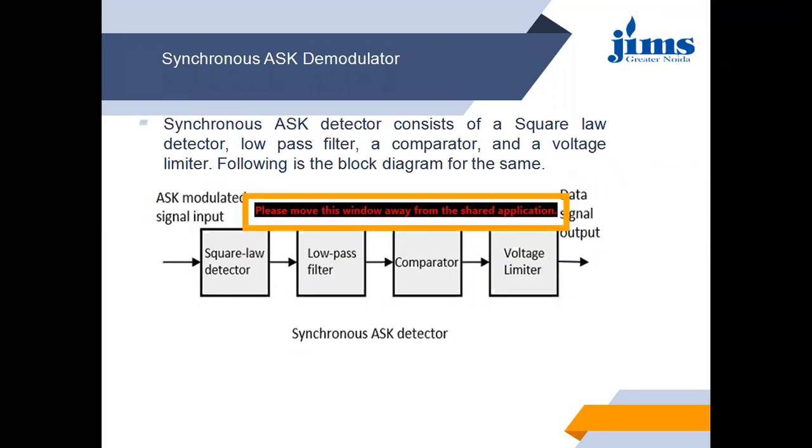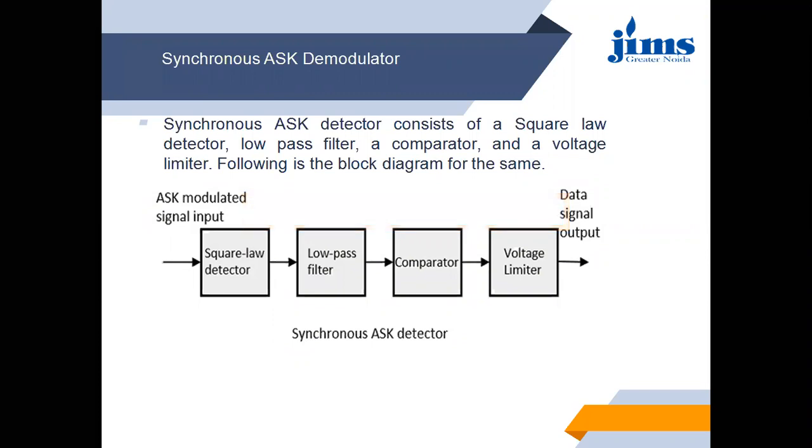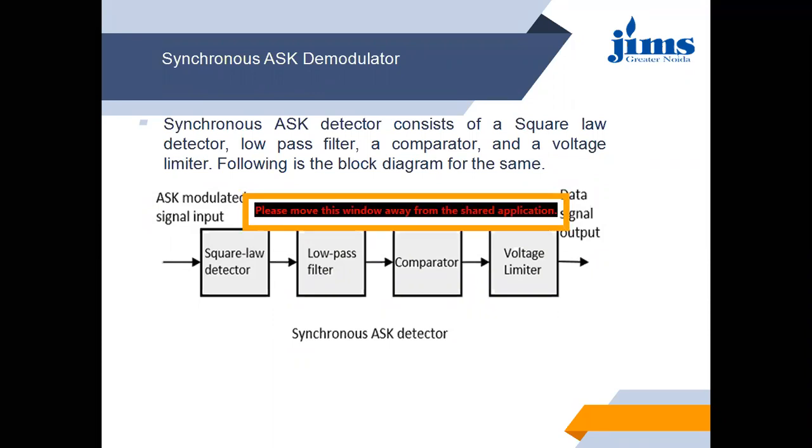Then it is passed through a low pass filter, making sure that the cutoff frequency of the low pass filter is not beyond the maximum frequency of the message signal. I'm repeating it again: the cutoff frequency of the low pass filter should not be beyond the maximum frequency of the message signal. It makes sure that no higher or unwanted frequency signals are passed through the device, so it clips off all signals beyond the desired frequency range.